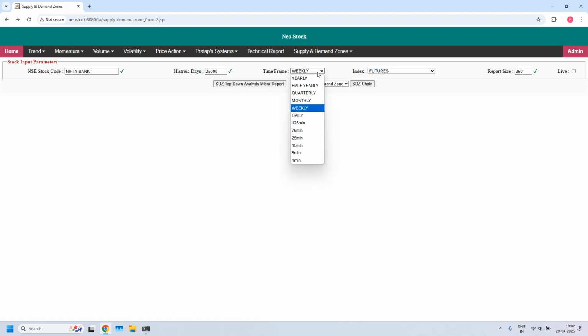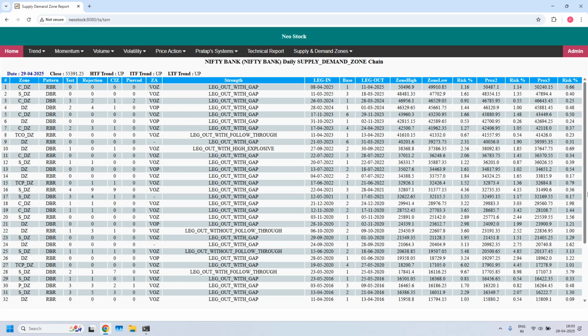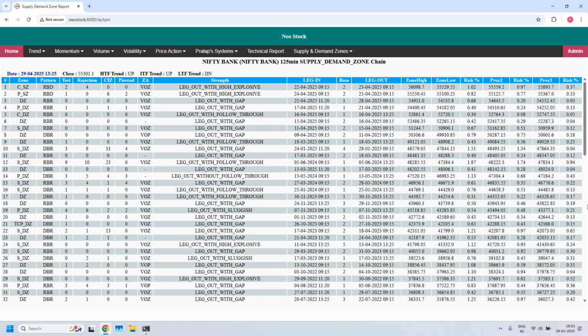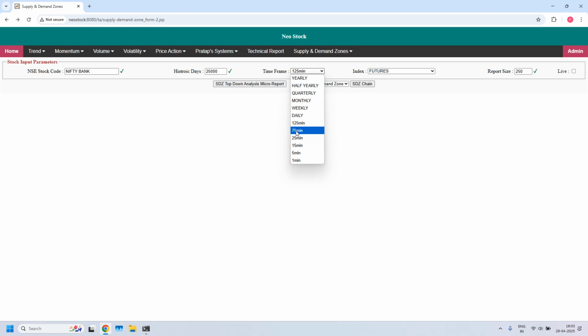Next, generating daily supply demand zone chain for BANKNIFTY. Next, generating 125 minutes supply demand zone chain for BANKNIFTY. Next, generating 75 minutes supply demand zone chain for BANKNIFTY.